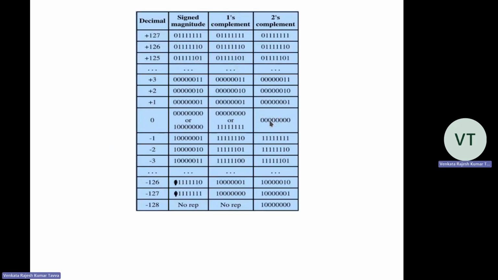So there is space for one more number. That one more number is minus 128. Minus 128 is not present in sign magnitude or 1's complement representation, because that place is taken by minus 0. That memory is taken by minus 0, so there is one less number. But you have only one 0 representation in 2's complement, so that memory is used for an additional negative number. That is why the range of 2's complement is minus 128 to plus 127. The range of 1's complement is minus 127 to plus 127.